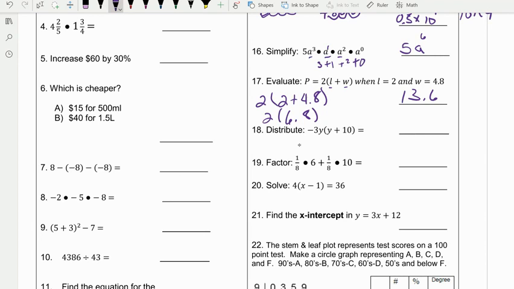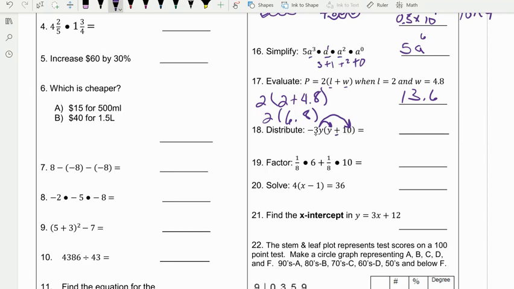In number 18, distribute. Remember the distributive property? So that means we are going to take this number that's on the outside of the parentheses and we're going to multiply it times each of the terms inside of the parentheses. And remember, terms are separated by plus signs or minus signs. So y is a term and 10 is a term.